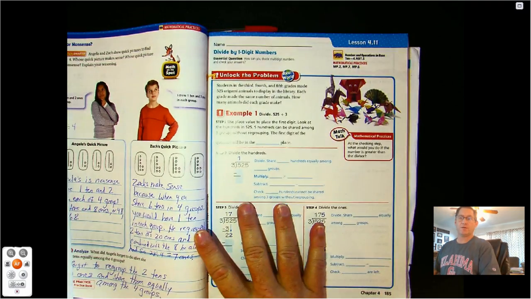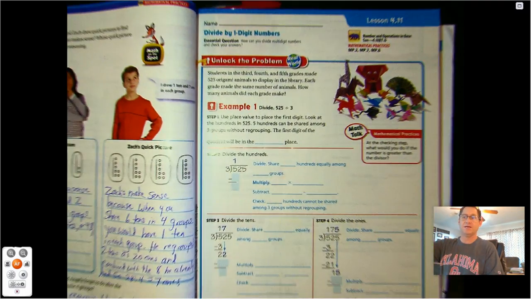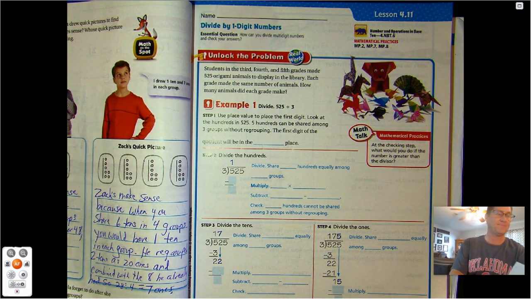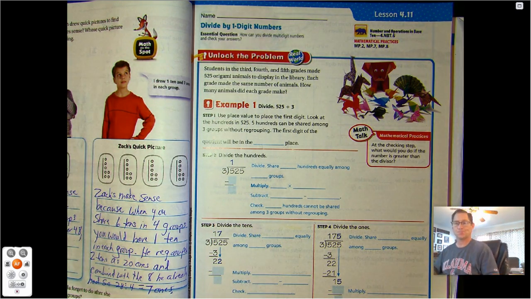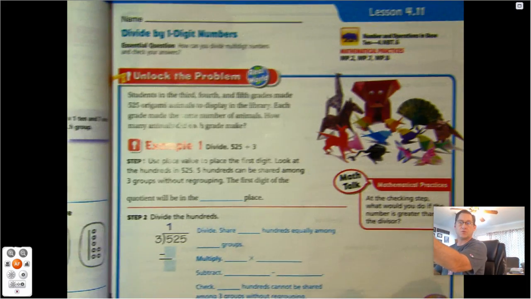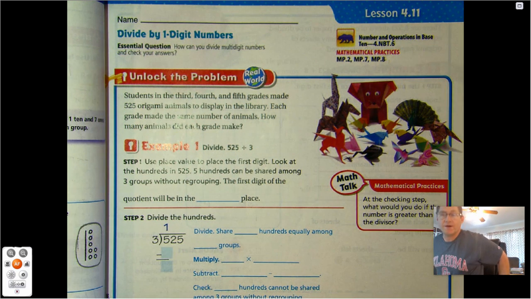So today we're working on dividing by one-digit numbers. So we're basically continuing from our lessons from yesterday. So let's go ahead and get started. And so our essential question today, and we're on page 185, is how can you divide multi-digit numbers and check your answers?